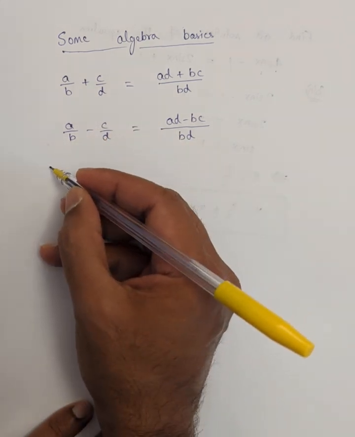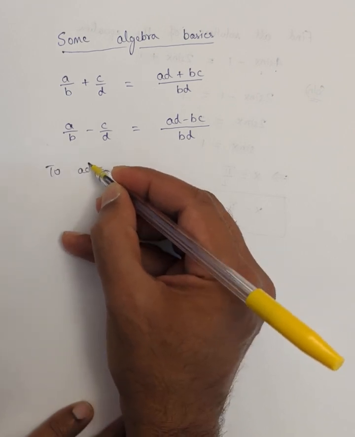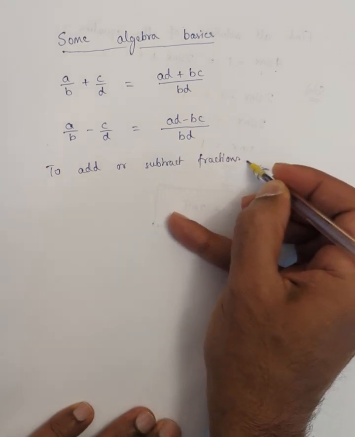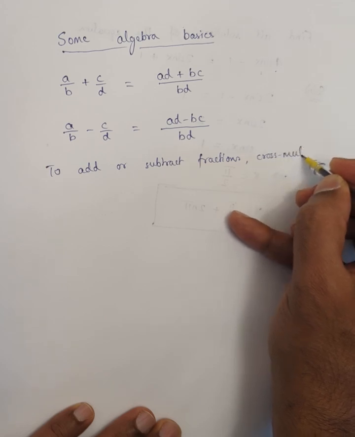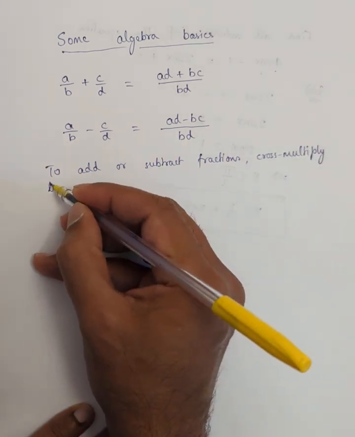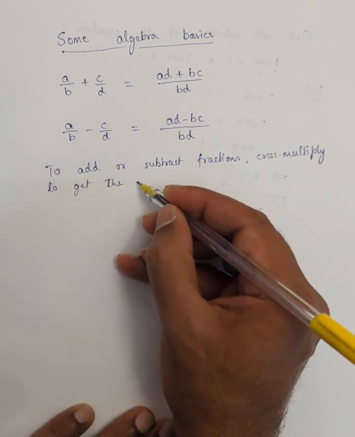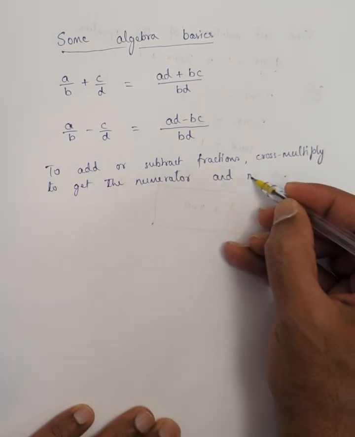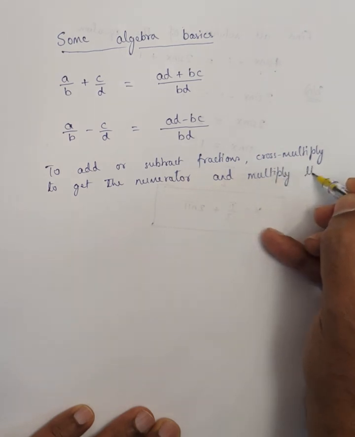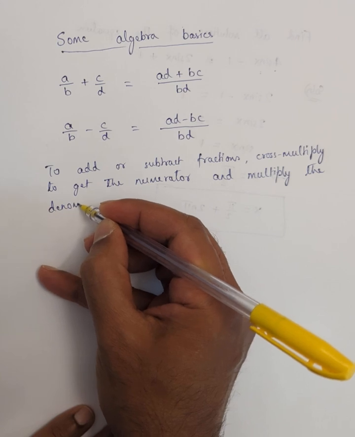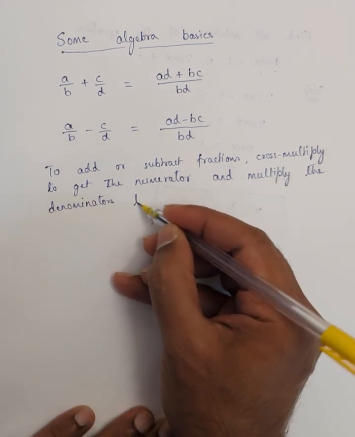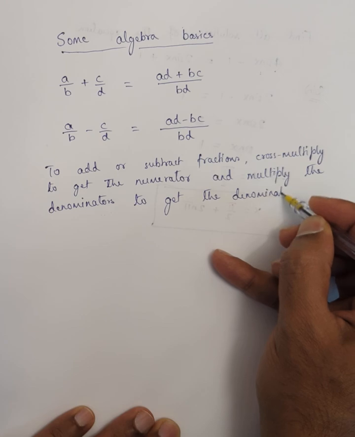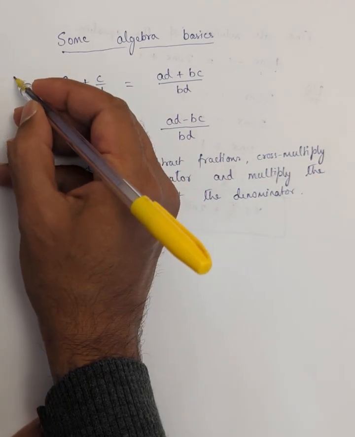So let's write this in words. So I'll say to add or subtract fractions, cross multiply to get the numerator and multiply the denominators to get the denominator. All right, so this is the first thing I wanted to mention.